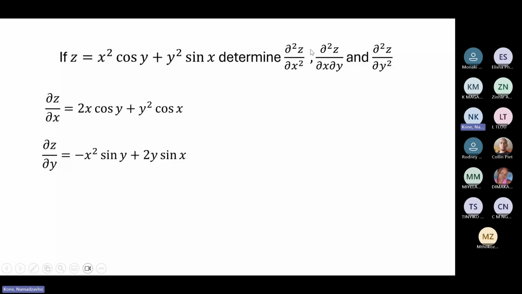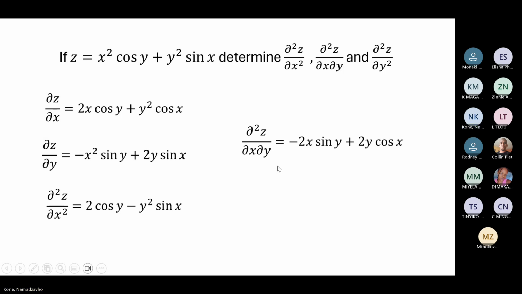Now we need to go and do the derivatives that we were asked. The first one is d squared z over dx squared, and that will be the derivative of this first one with respect to x. So we will choose this one and differentiate it with respect to x. In this case, everything that is y here is a constant. That is why the derivative of 2x is 2, because y remains exactly as it is. Then the derivative of cos x is minus sine x.